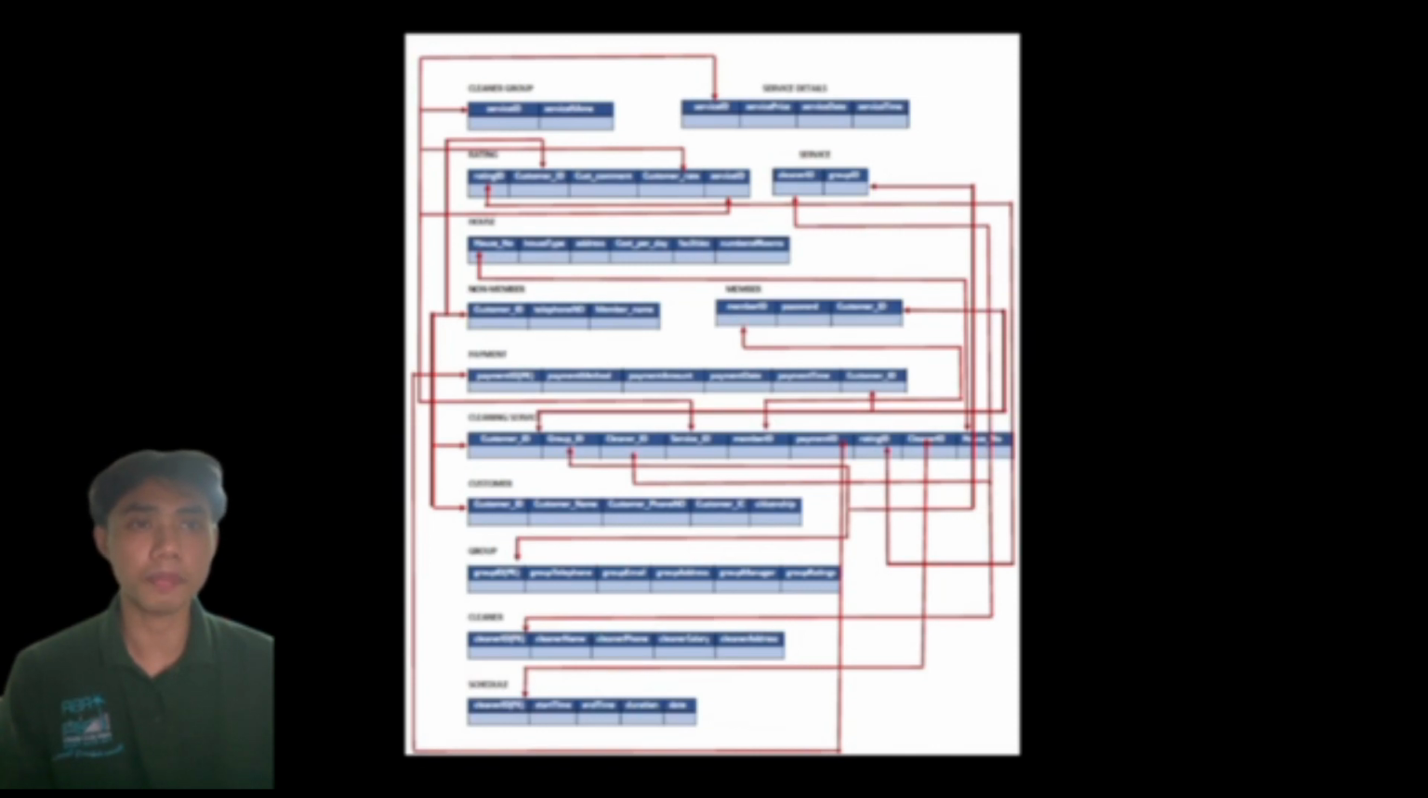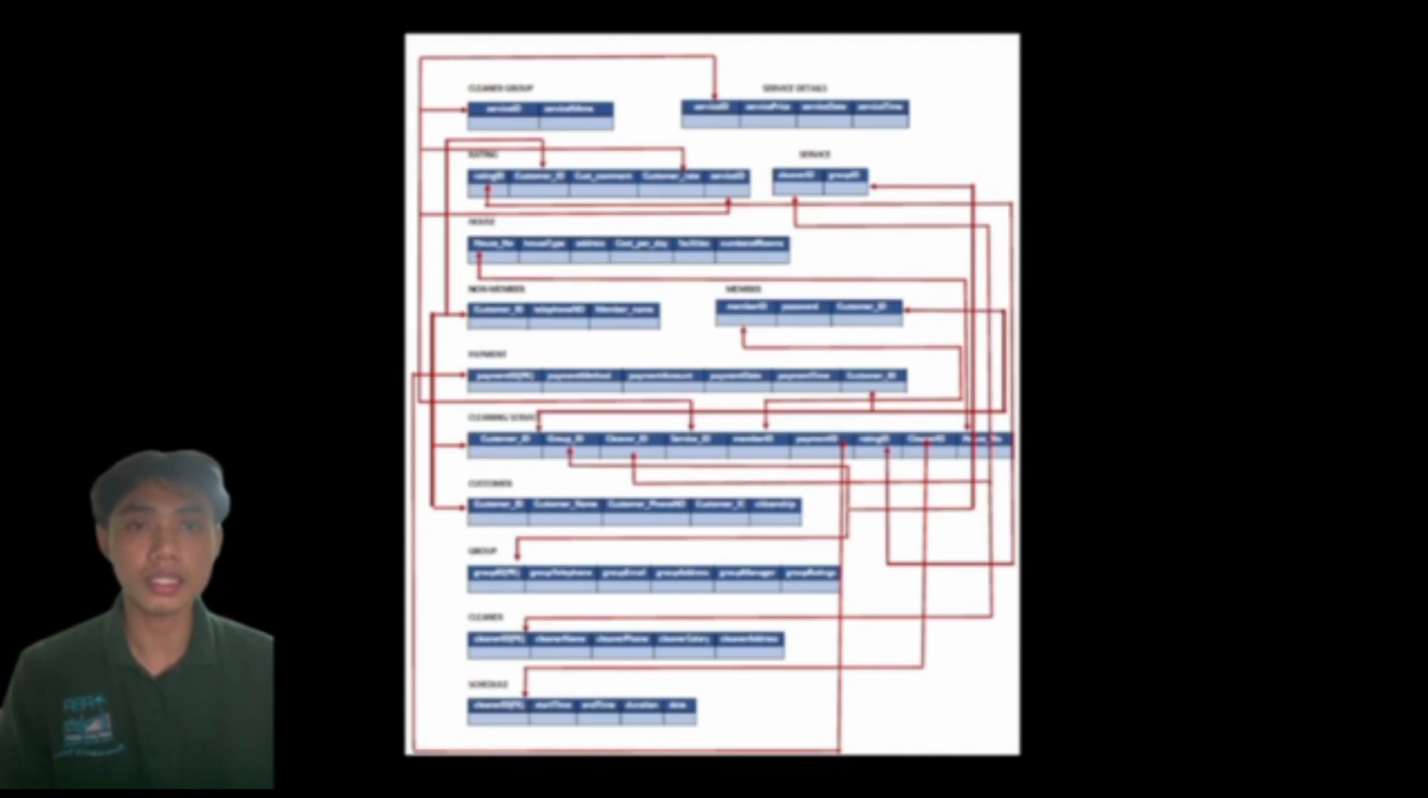For example, the foreign key relationship can be used to ensure that the data entered into the cleaning service database corresponds to valid data in the related tables. We can see here the cleaner table has a primary key, which is cleaner ID, also used as a foreign key in the schedule table, linking cleaner information to the cleaning schedule.